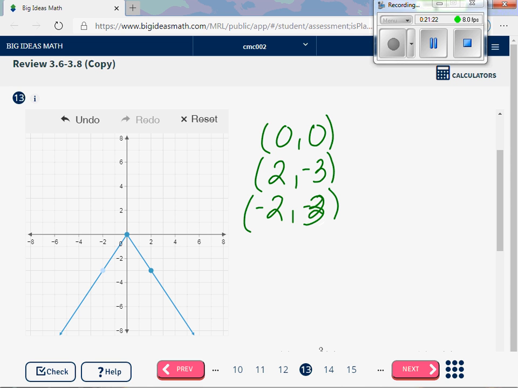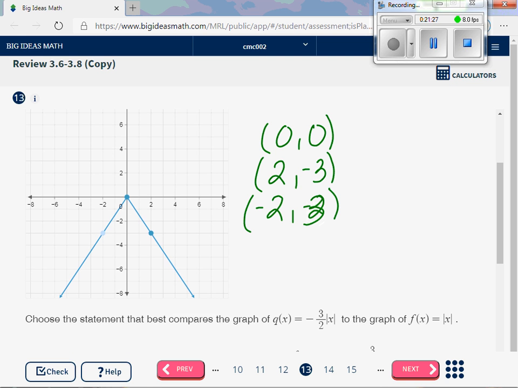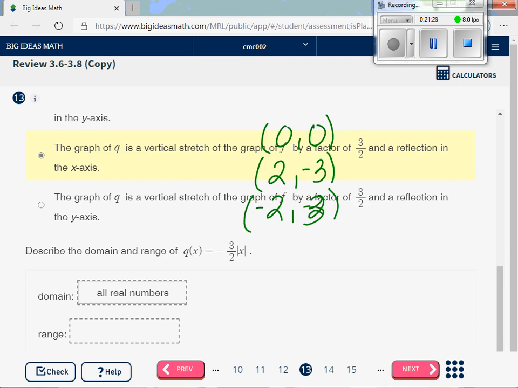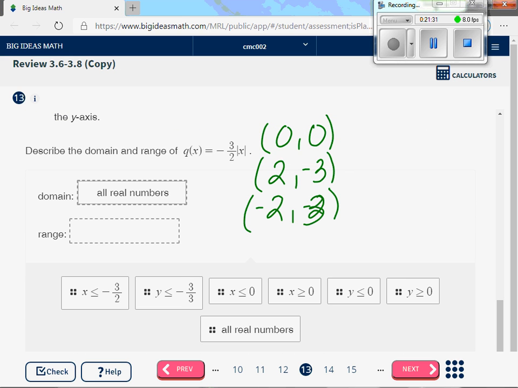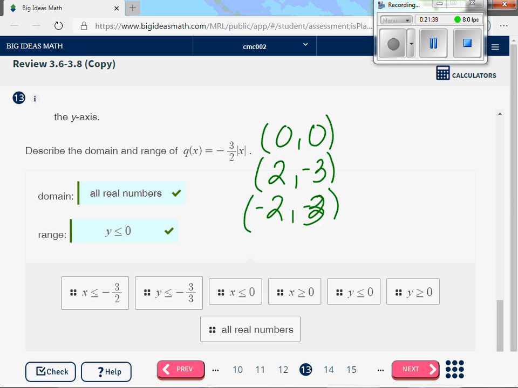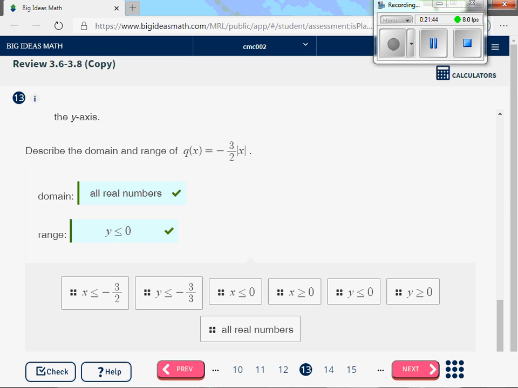Now, if we notice on this one here, the graph is going down. It's opening down, which would mean the range would be y is less than or equal to 0. Any questions on this here?